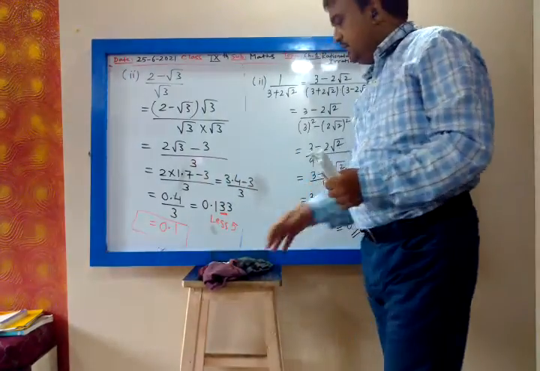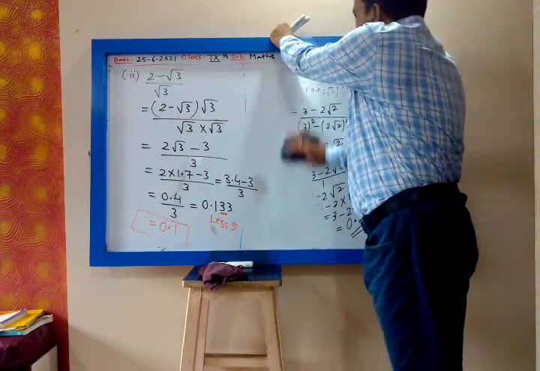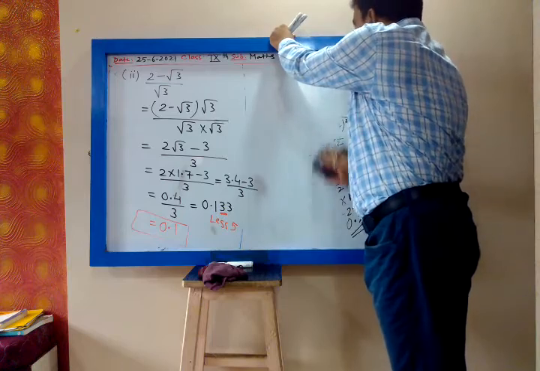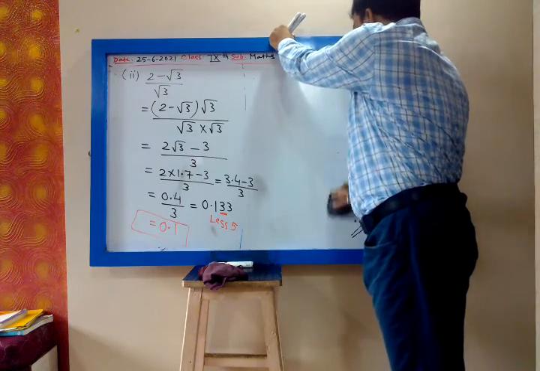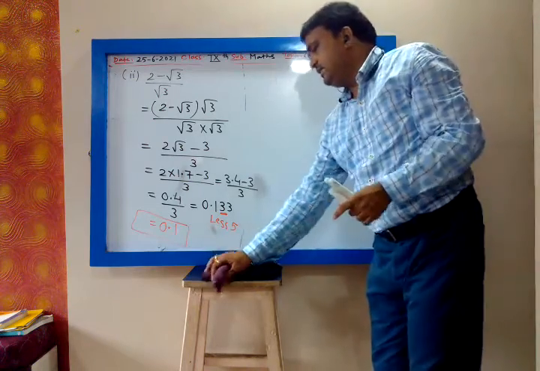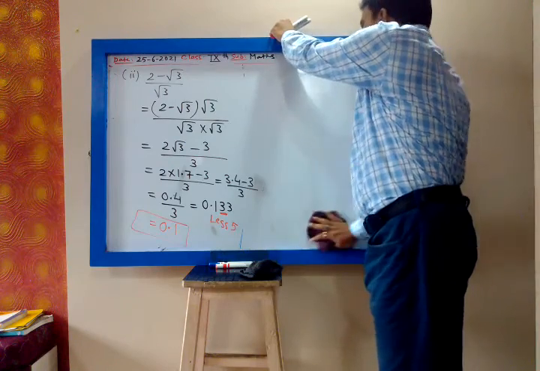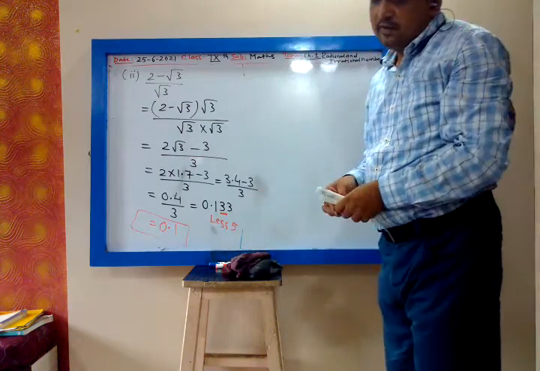So whenever in this problem, you don't directly substitute the value of root 3 and root 2 and evaluate. First work is to rationalize the denominator. First simplify that number by rationalizing the denominator, and then at the end you substitute the value.